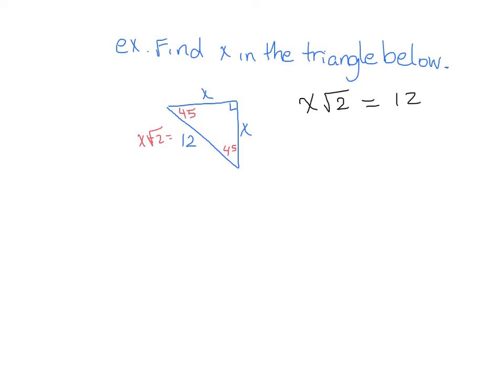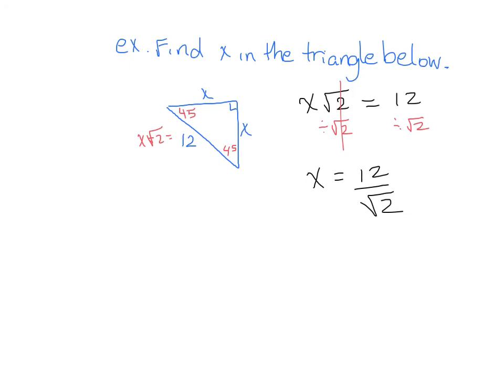So we are trying to isolate our x, and in order to do that, we have to divide both sides by root 2. All right, when we divide both sides by root 2, that goes away on that side, and we get that x is 12 over root 2. Now, unfortunately, we can't stop there. It would be wonderful if we could, but we're not supposed to have radicals in our denominator. We're not supposed to have any square root signs in our denominator.